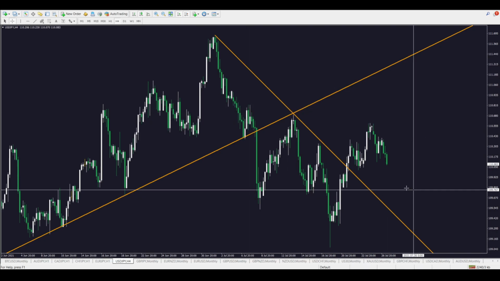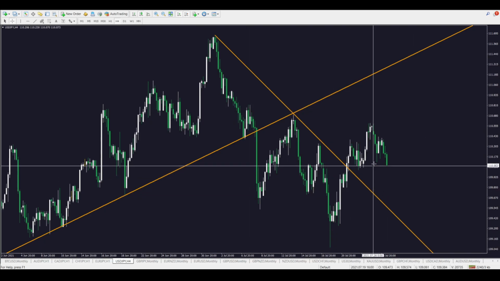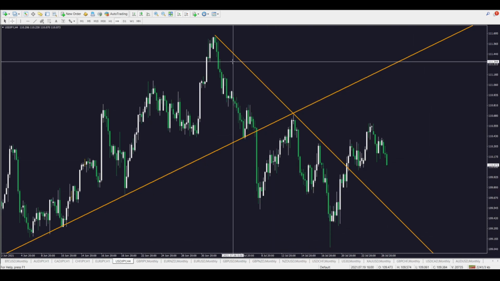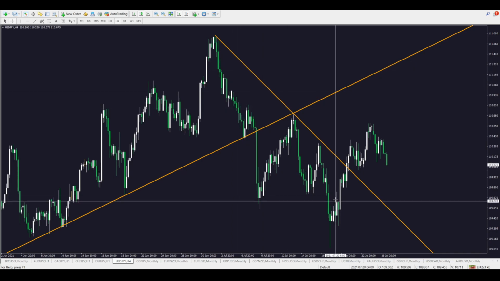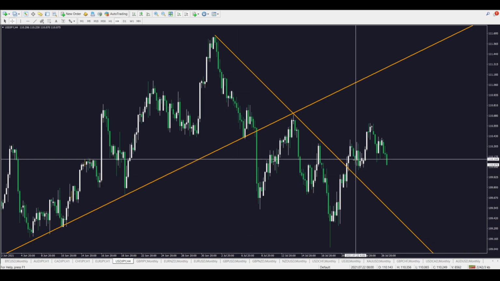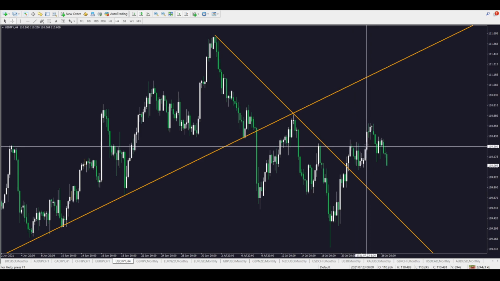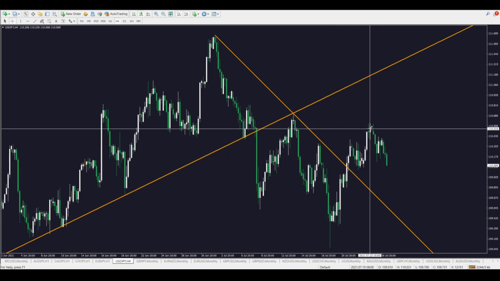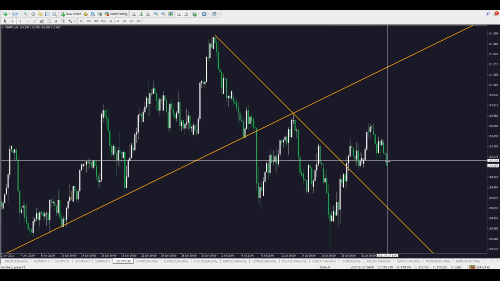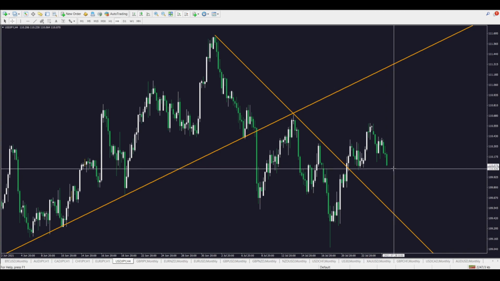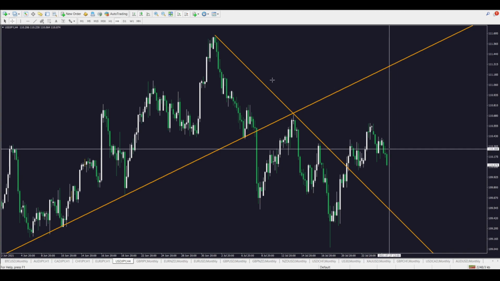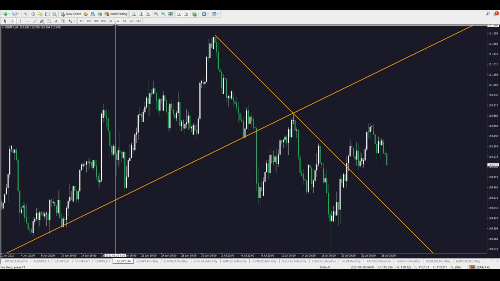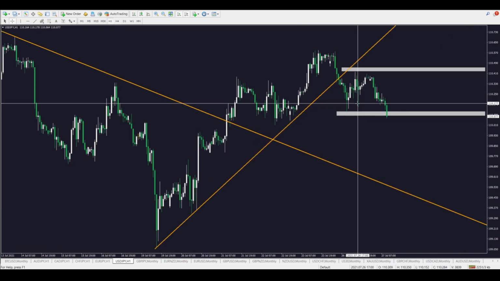H4. So we have a bearish trend, and price started a bullish trend right about here. Then we have price basically indecisive at this moment, indecisive. So each one we have.